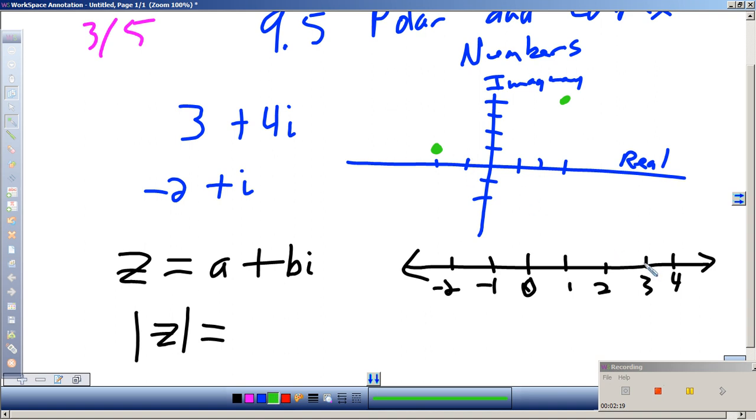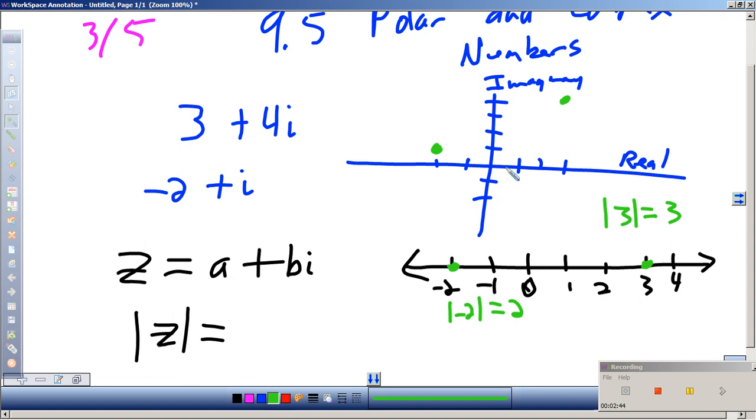So if we talked about 3, how far is 3 from 0? The absolute value of 3 equals 3. If we were at -2, how far is -2 from 0? So when you talk about absolute value, it is the distance from 0. Does that make sense? When you talk about absolute value of complex numbers, we go with the same rule: what is the distance from 0?